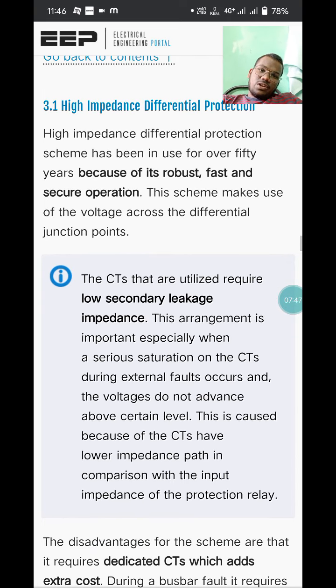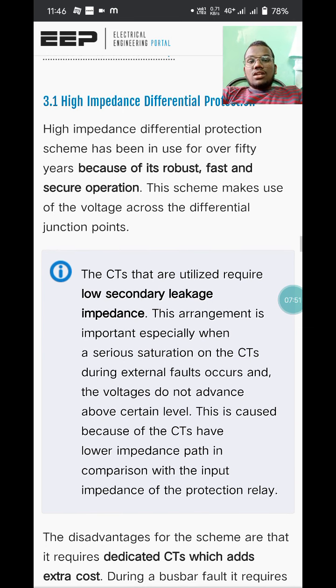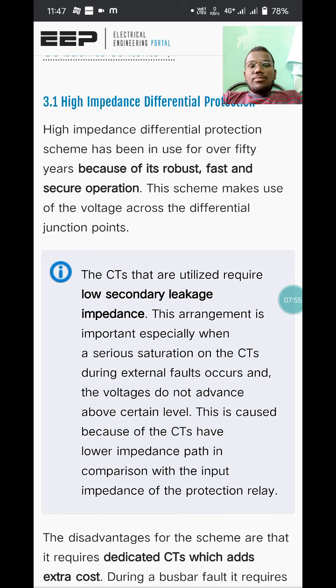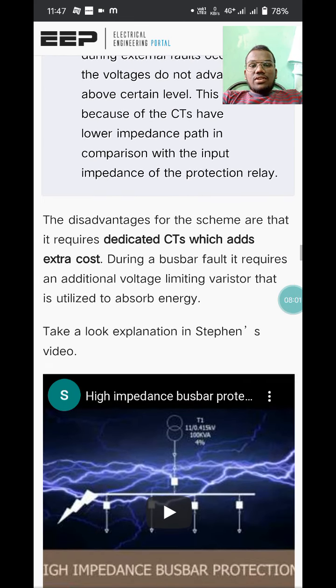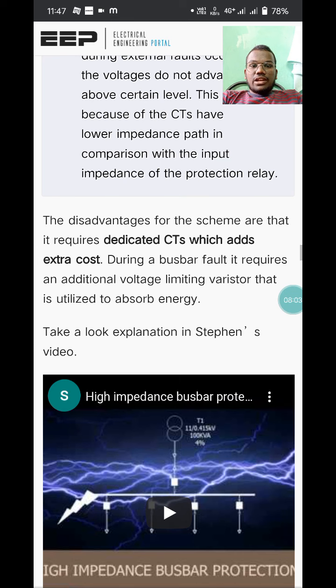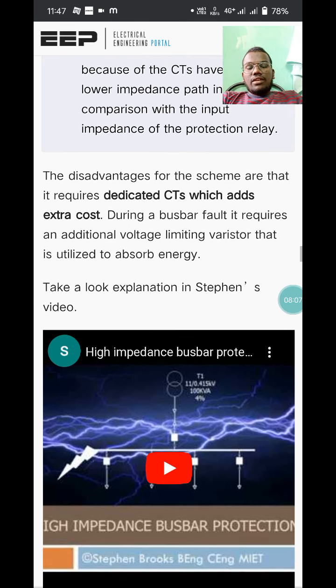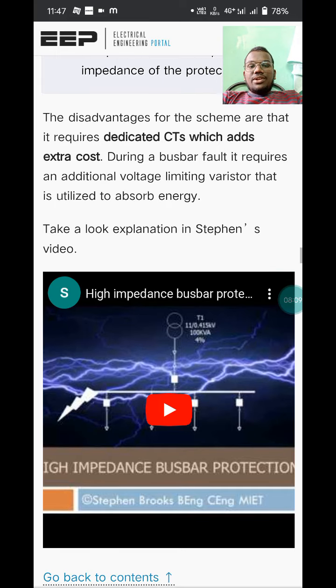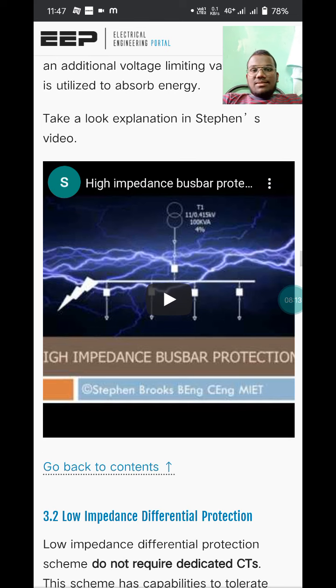High impedance protection has been in use for over 50 years because of its robust, fast and secure operation. This scheme makes use of the voltage across the differential junction points. The disadvantages of the scheme are that it requires dedicated circuits, which adds extra cost. During a bus bar fault, it requires an additional voltage limiting resistor that is utilized to absorb energy. Take a look at the explanation in Stephen's video.